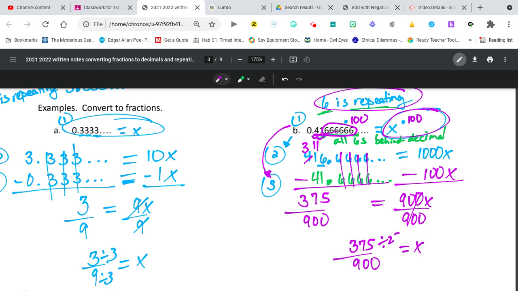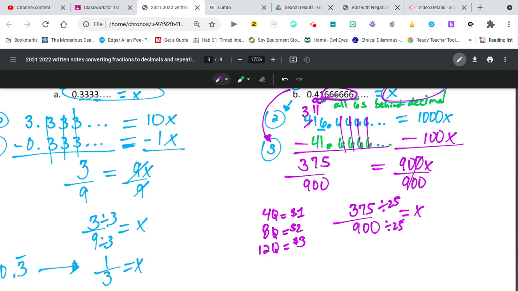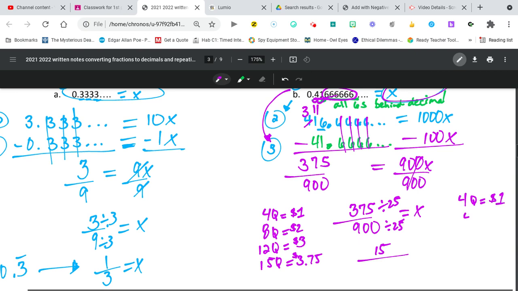To simplify, just think about quarters. So how many quarters make $3.75? 4 quarters make $1. 8 quarters make $2. 12 quarters make $3. And 15 quarters would make $3.75. Now I just need to think about how many quarters make $9. Well, 4 quarters make $1. I would just need to have those 4 a total of 9 times.